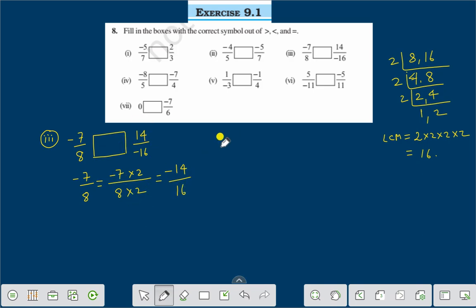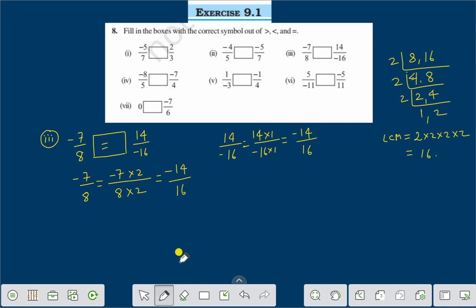Right? Now the other number is 14 by minus 16. If you divide 16 by 16, you are getting 1. Then we multiply both numerator and denominator by 1. That is 14 into 1 by minus 16 into 1. Or you can write this minus on the numerator, that is the same thing, minus 14 by 16. Here you see both the rational numbers are the same. Therefore, you can say that minus 7 by 8 is equal to 14 by minus 16. Right? This is equal.